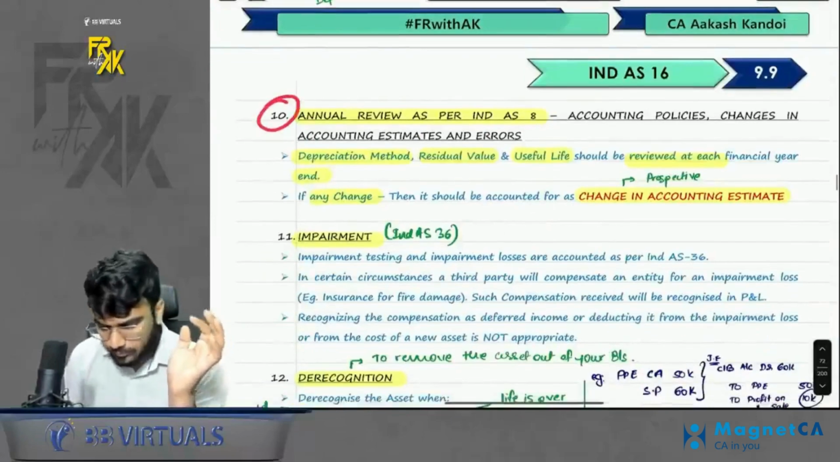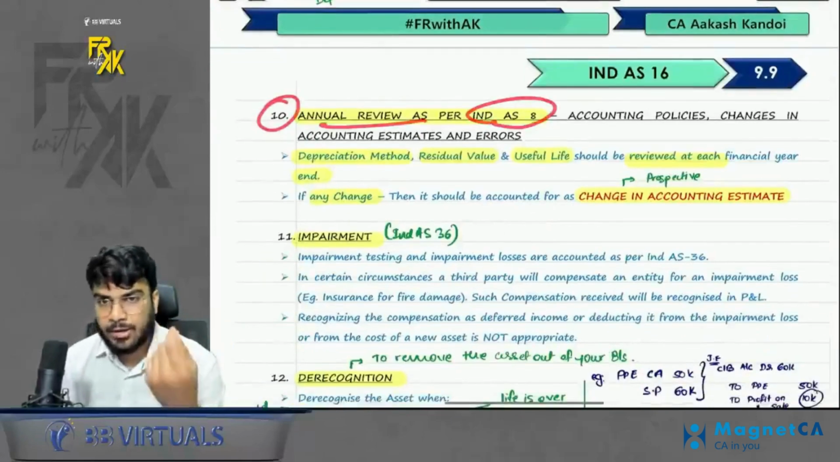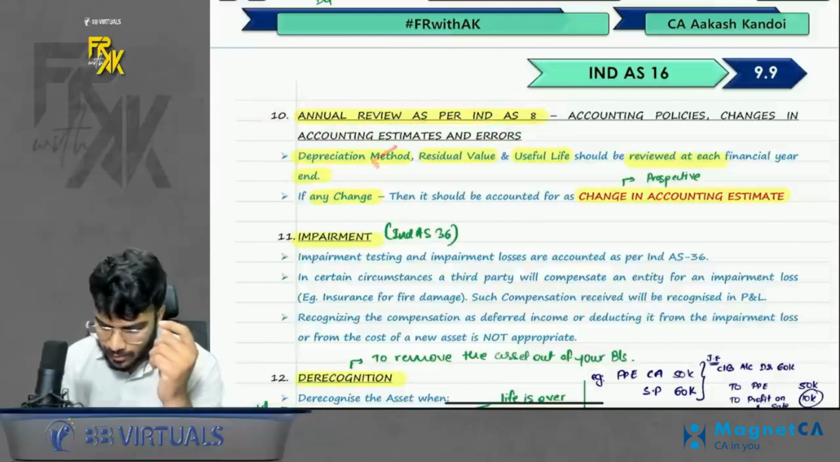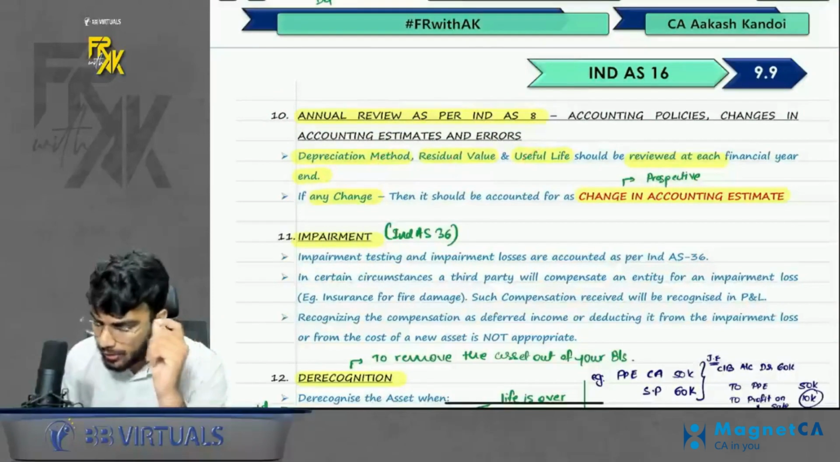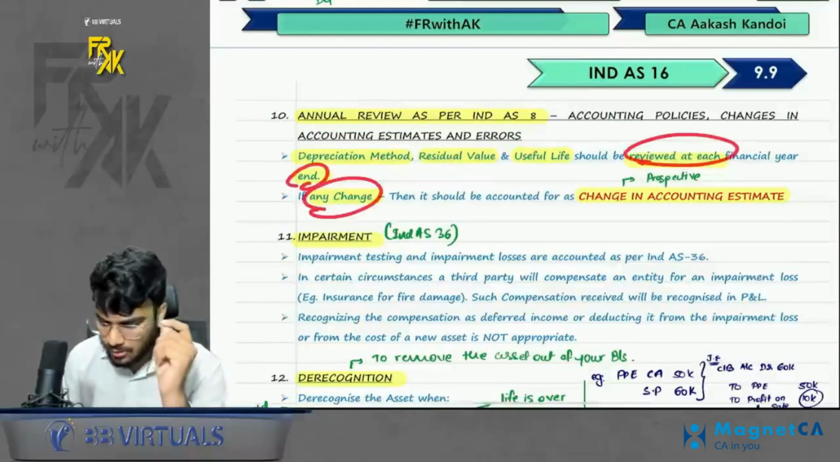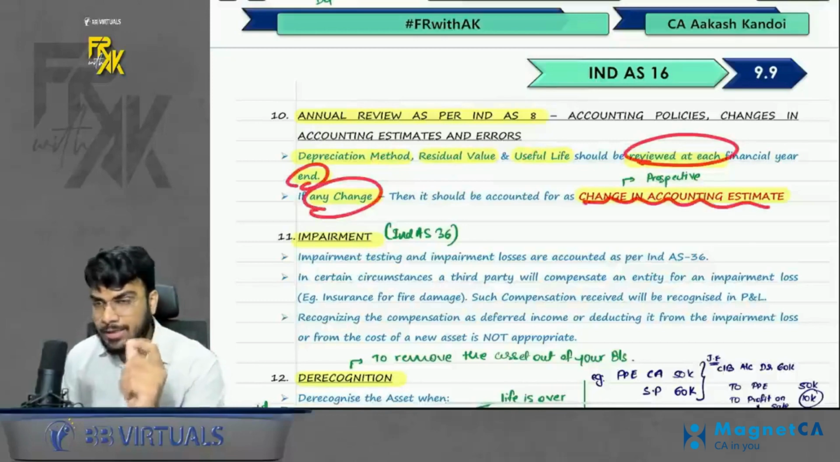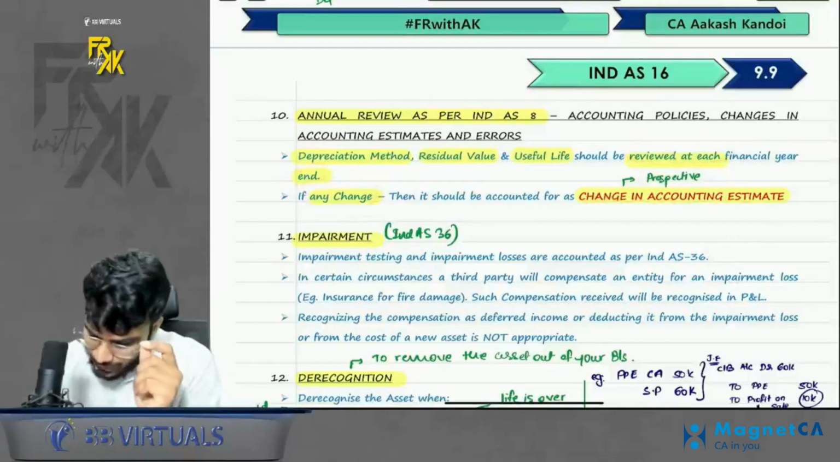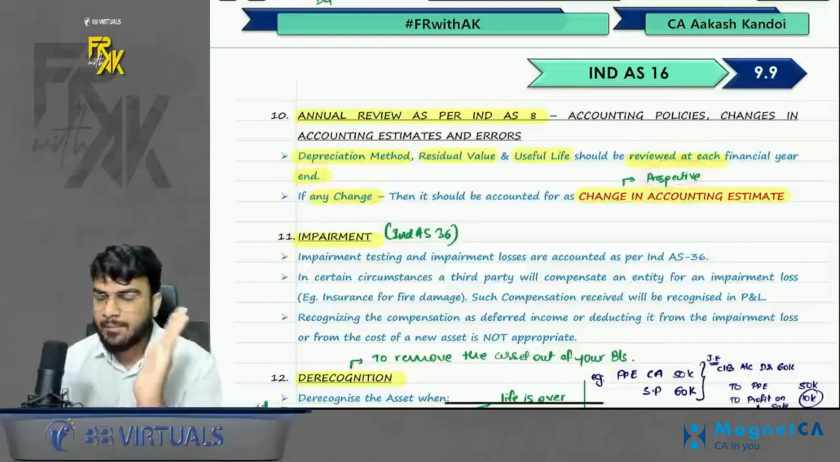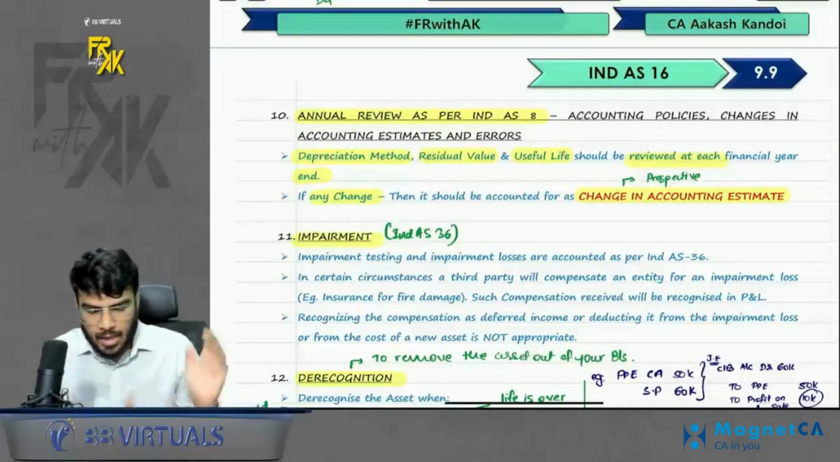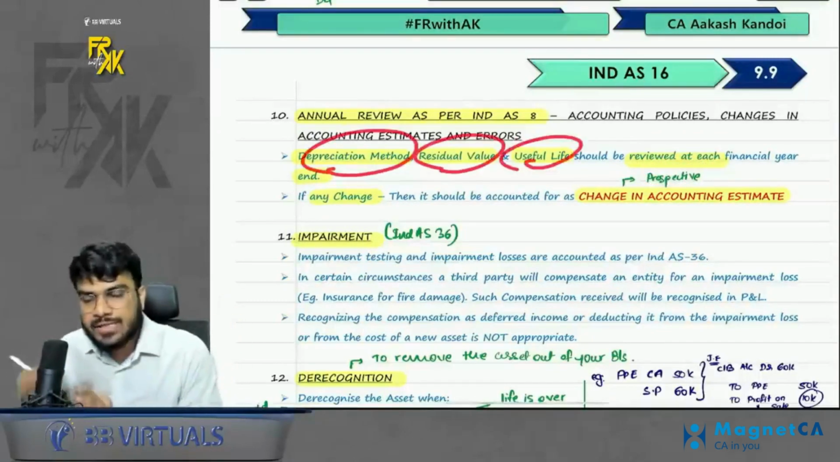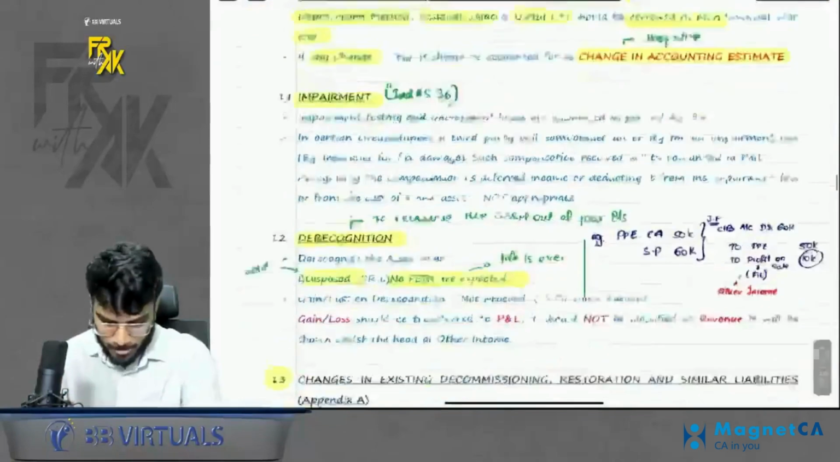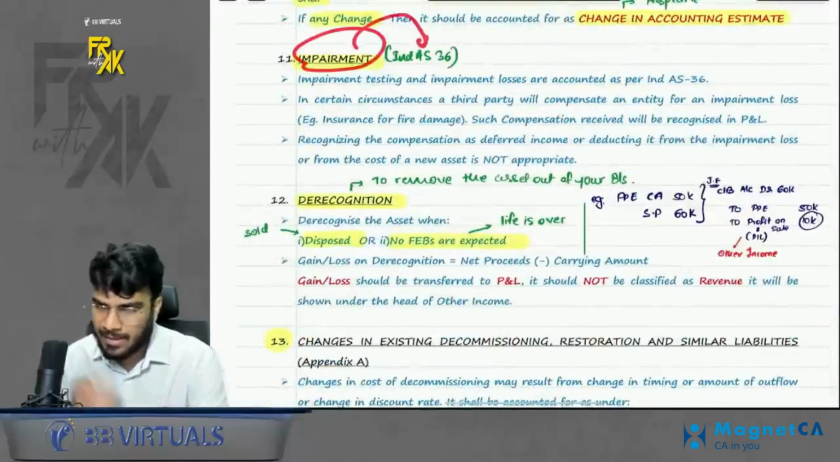Next point, annual review as per Ind AS 8. What does it say? Depreciation method, residual value, useful life: you need to review them at each year end. If there is any change, you will account it as a change in accounting estimate. What is the meaning of this? You will give prospective effect of these changes. Prospective means you will not change the amounts of previous years. If there is any change in any of these, you will change it prospectively for future years. About impairment, we will discuss in Ind AS 36.